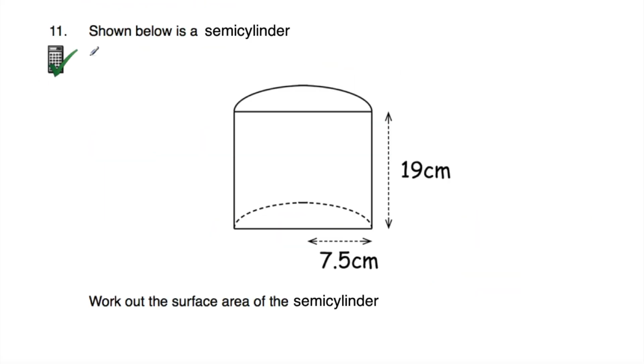Okay, let's have a look at our next question, question number 11. Question number 11 says, shown below is a semi-cylinder. So we've got the semi-cylinder. It's a cylinder that's been chopped in half, chopped down vertically there. And we've got the radius of the base of the semi-cylinder is equal to 7.5 centimeters.